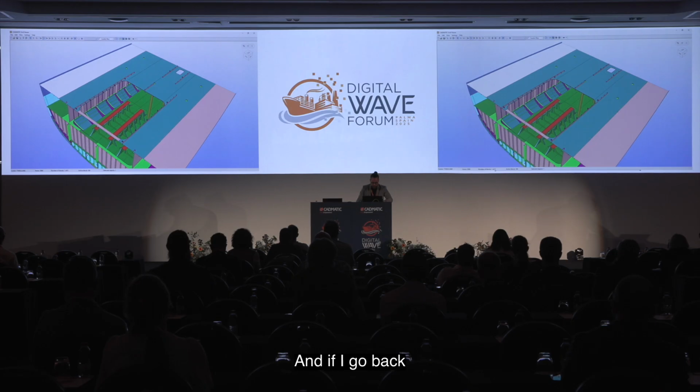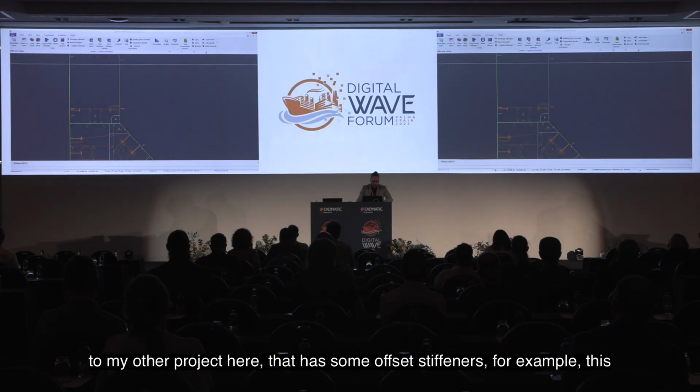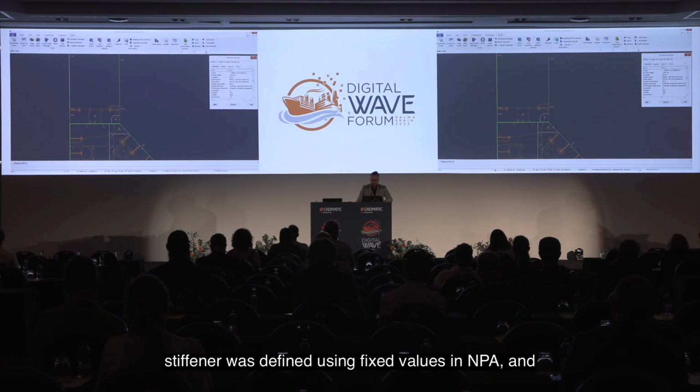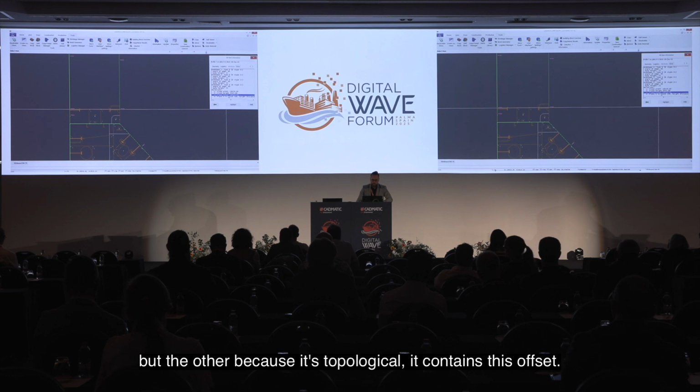And if I go back to my other project here that has some offset stiffeners, for example, this stiffener was defined using fixed values in APA, and because of this, one of the relations does not come with an offset distance, but the other, because it's topological, contains this offset.